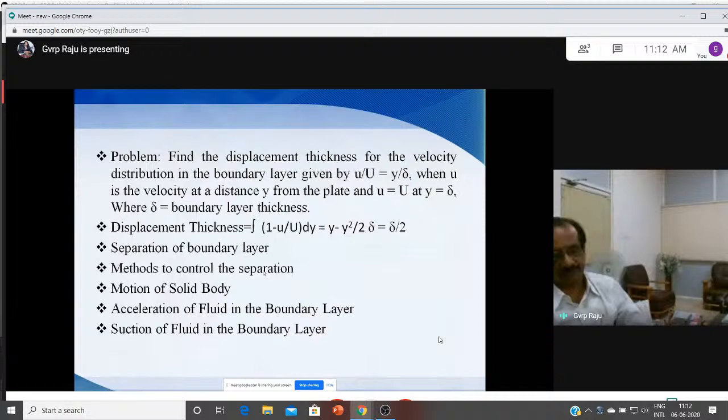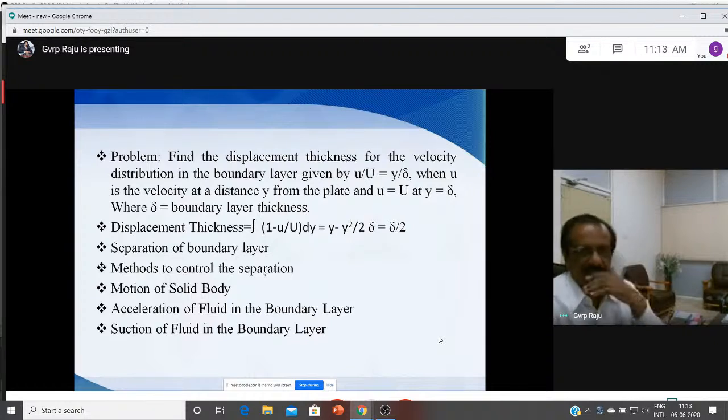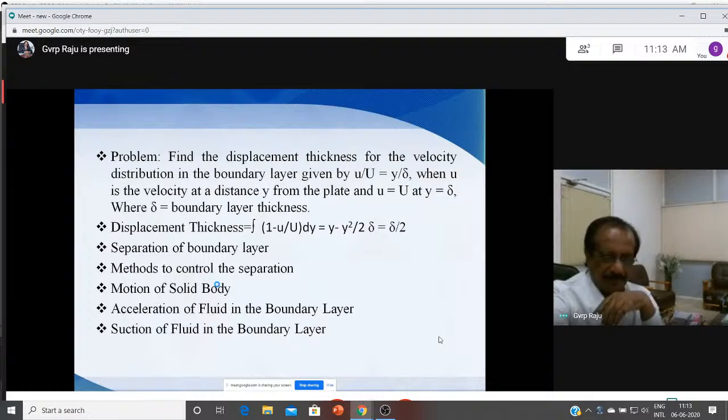The one aspect is motion of solid body, acceleration of fluid in the boundary layer, and suction of fluid in the boundary layer. These are the three methods based on which you can control the separation of flow. Then what is meant by giving motion of solid body?